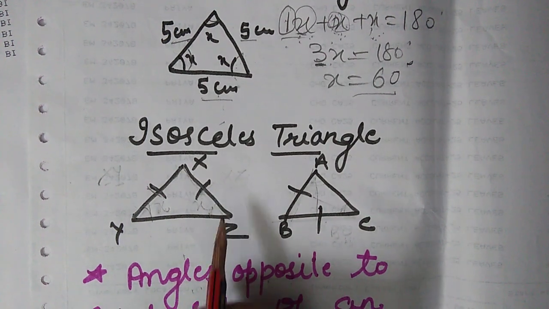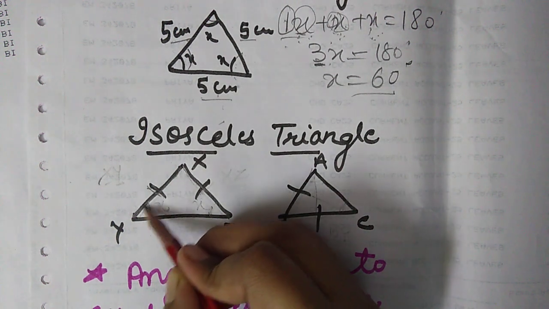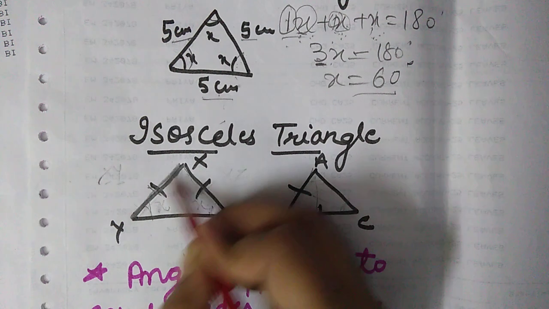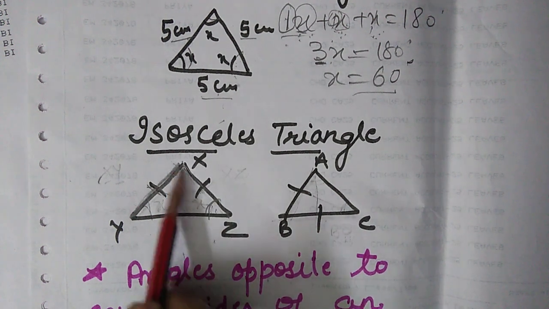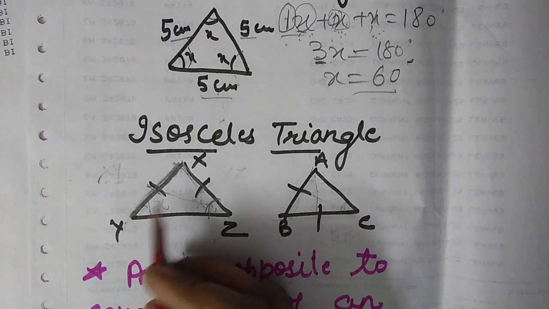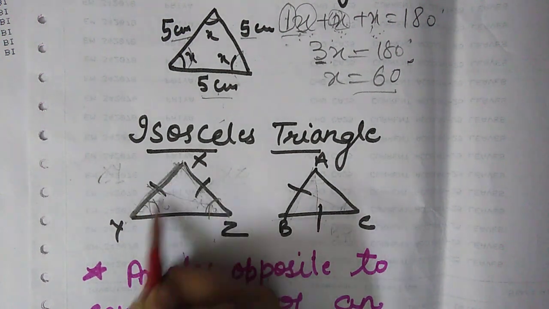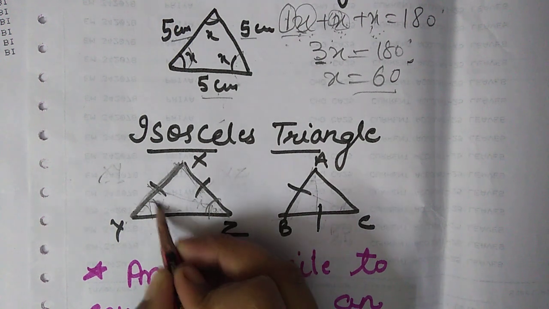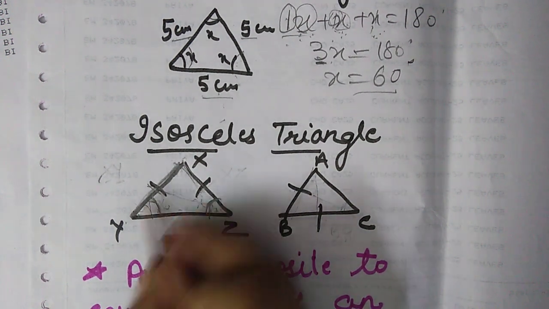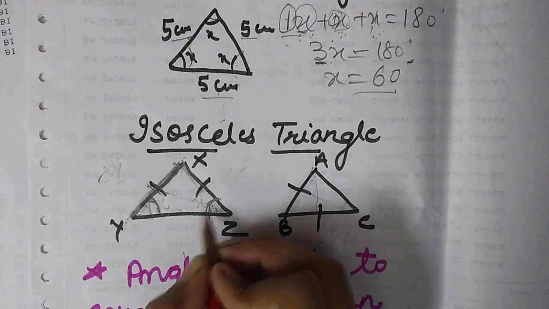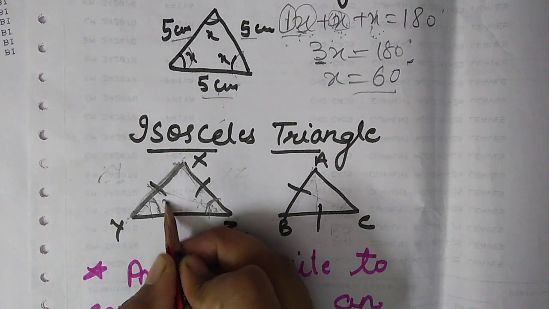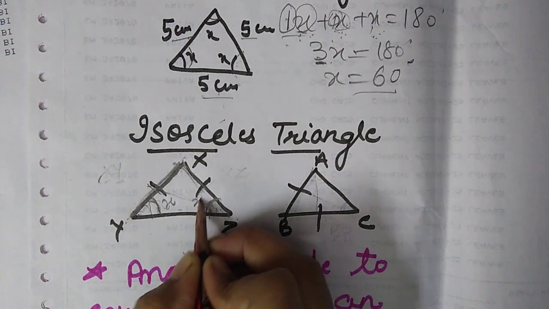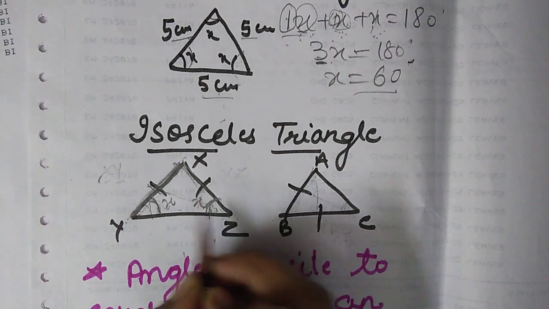Now which two angles will be equal? Let us take this side first. This is XY. Opposite to this side we have this angle, that is angle Z. So angle Z is equal to angle Y, because XZ is opposite to angle Y. So angles opposite to equal sides are equal. These are the angles opposite to the two equal sides, so they are equal. And if the angles are equal, they are represented by the same variable. If this is x, this must also be x, because they are equal.